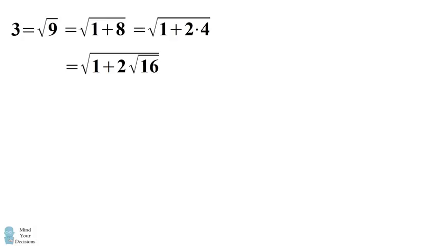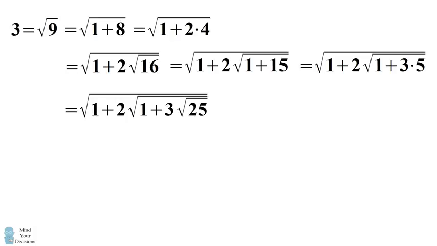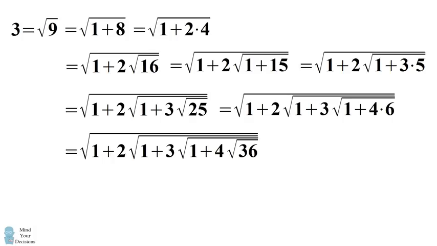Can we get to the next stage? Well, 16 equals 1 plus 15, and 15 factors out into 3 times 5. 5 can be rewritten as the square root of 25, and we've come to the next iteration of the nested radical. 25 equals 1 plus 24, and 24 factors out into 4 times 6. 6 is the square root of 36, and we've come to the next stage.